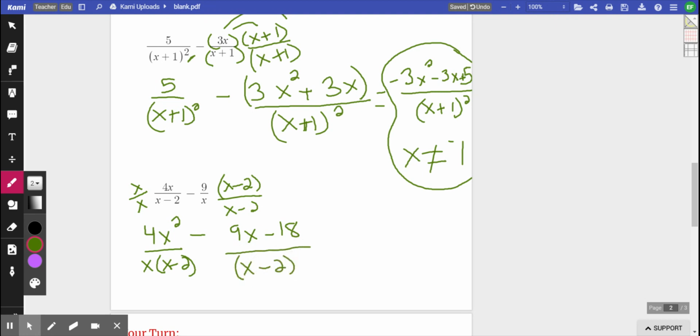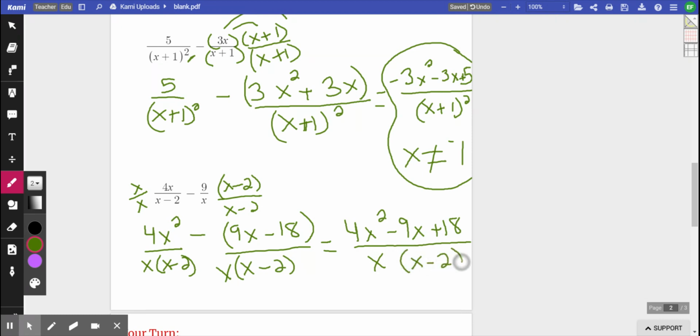All right, from here now, I'm just going to combine my like terms in the numerator, keeping in mind I am subtracting everything in that second fraction, so watch your signs, please. 4x squared minus 9x plus 18 is my numerator, and x times x minus 2 is my denominator.